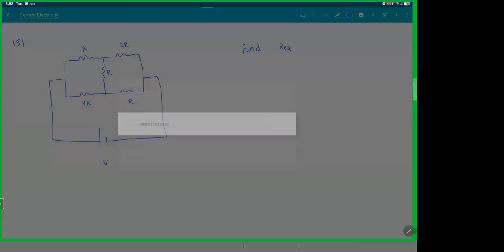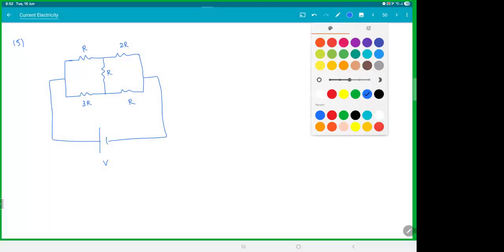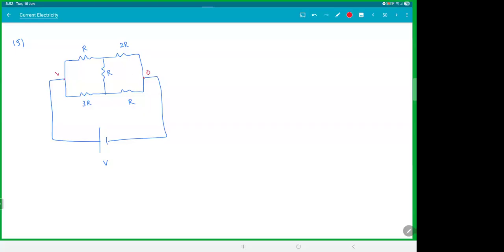Wait. So we have to start with the voltages, right? Let this be 0, let this be V, and let this be X, and let this be Y. If you find X and Y, your job is done. Then you know the story here.